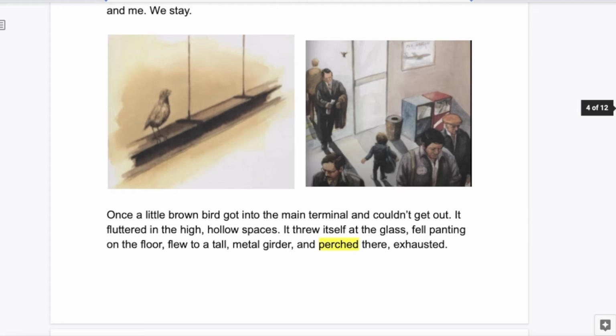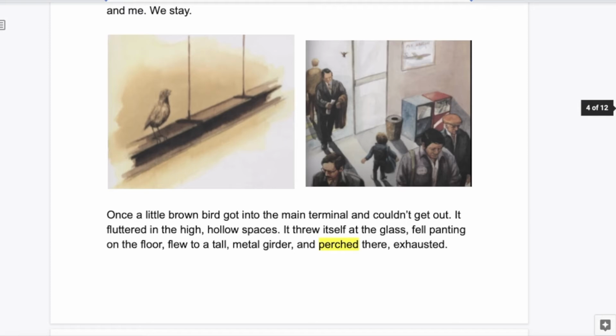Once a little brown bird got into the main terminal and couldn't get out. It fluttered in the high, hollow space. It threw itself at the glass, fell panting on the floor, flew to a tall metal girder, and perched there, exhausted.